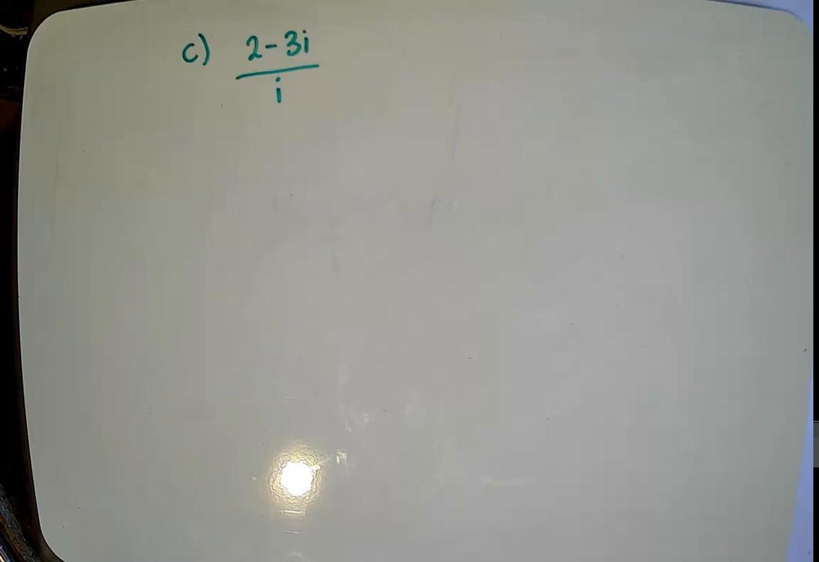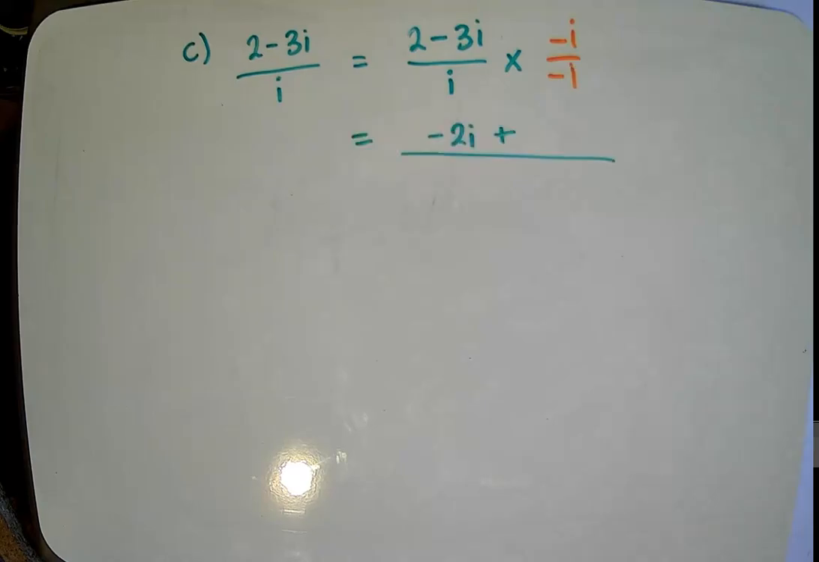C's example, we are dividing by i. So we have to use the conjugate, which will be a negative i. Multiplying the numerator, it'll be 2 times minus i minus 3i times minus i. So 2 times minus i will give us minus 2i. Minus 3i times minus i will give us positive 3i squared. i times minus i will give us minus i squared.